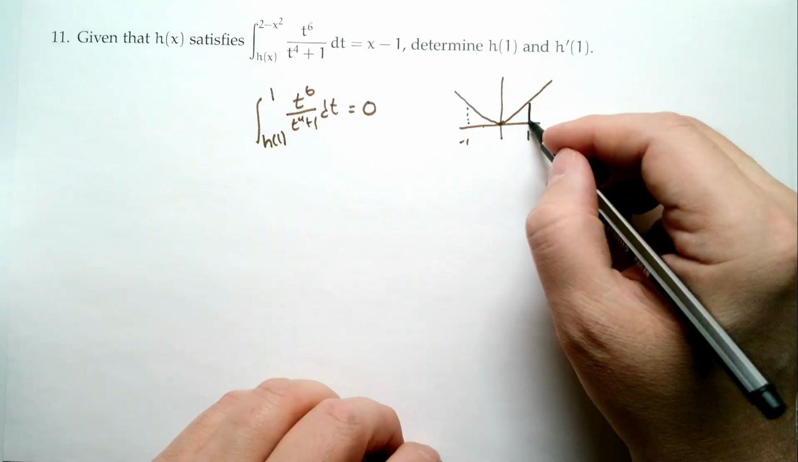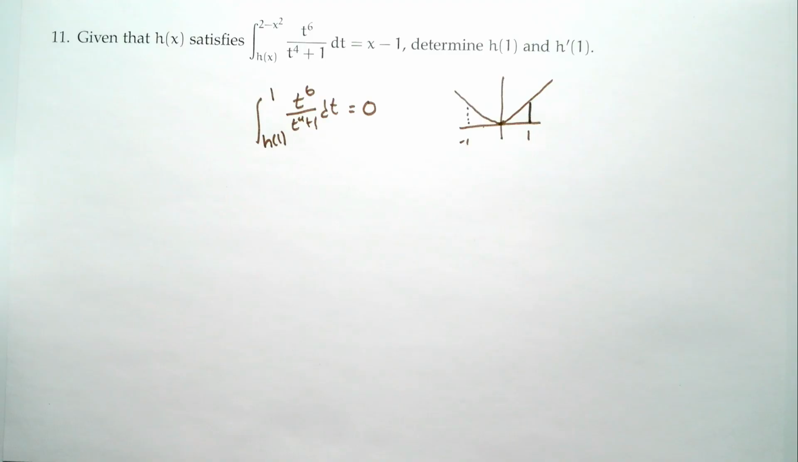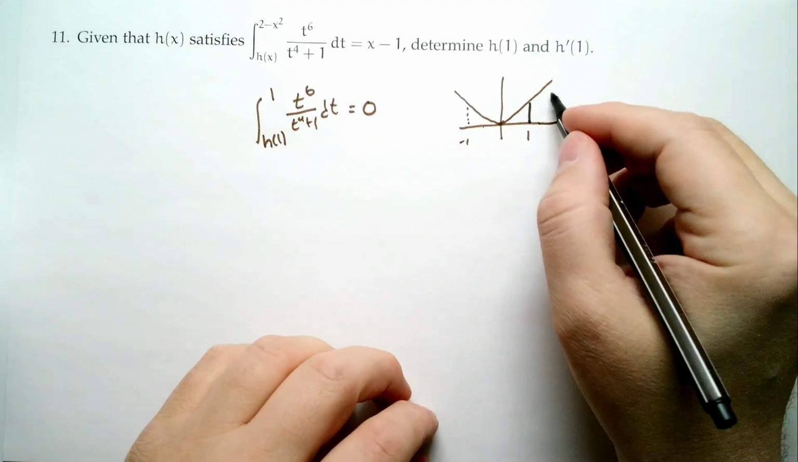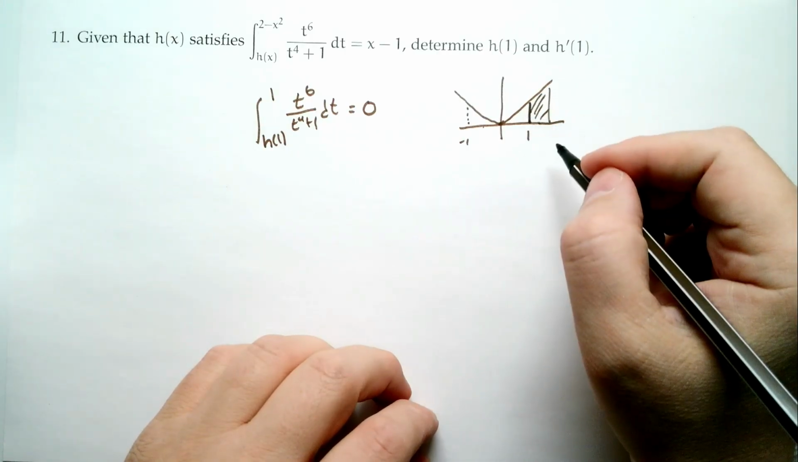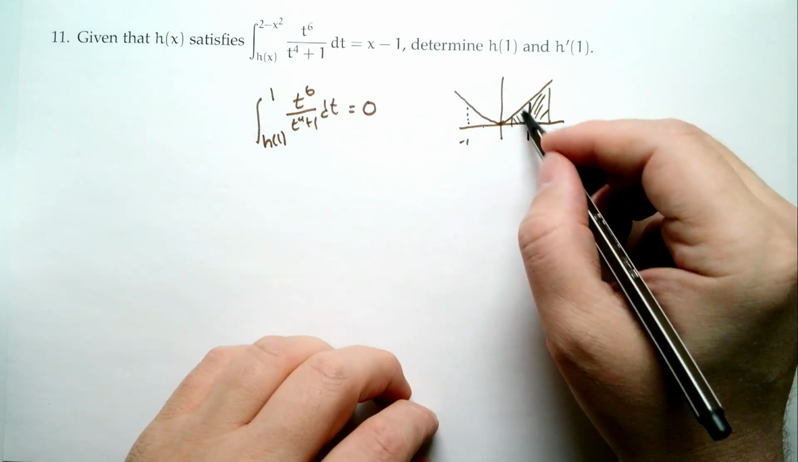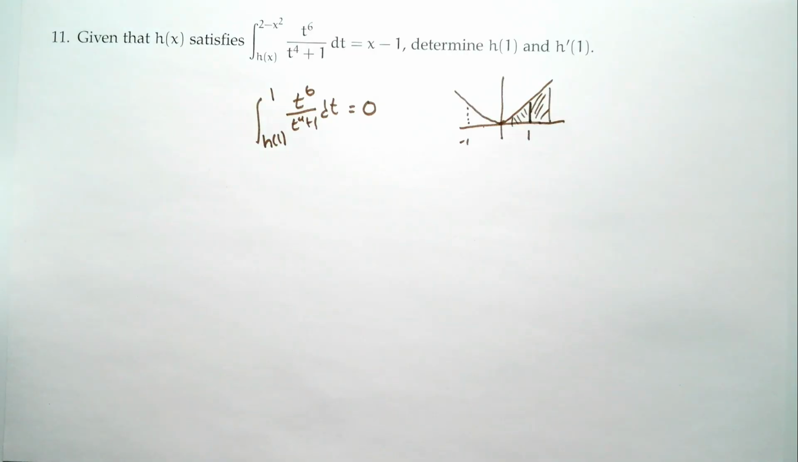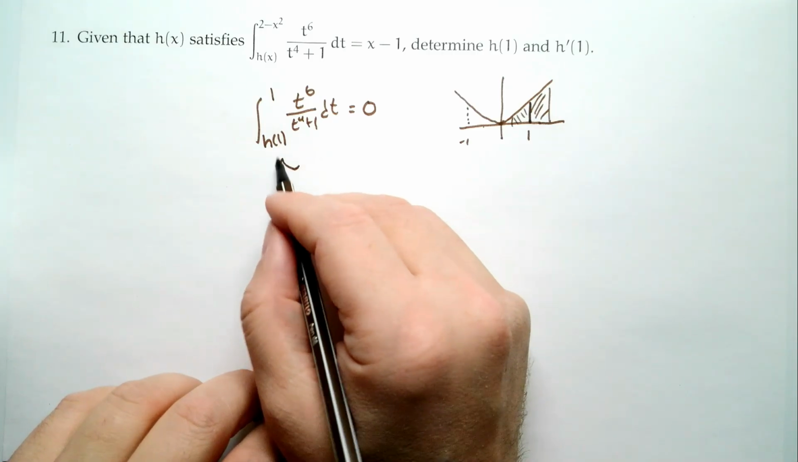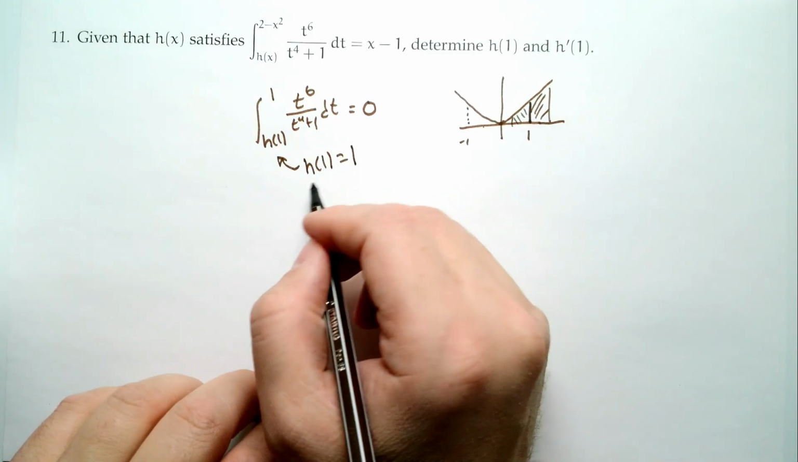Positive 1 would work great. In fact, it's the only number that works. Because if I want an area of 0, and I pick something over here, I get area. If I pick something over here, I get area. The only place where I get no area is if my start and stop match up. This is one of those properties about integrals which is nice to keep in the back of your head: if I ever have my start and stop points match for the integral, I get 0 area out. So this tells us that h of 1 has to equal 1.